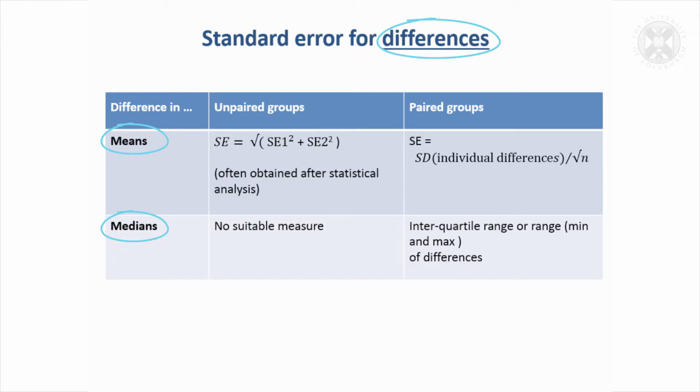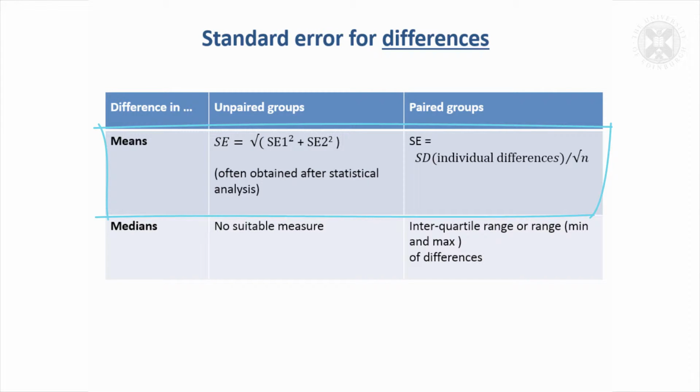And I haven't really said much about this because when you get to this stage, if you want to get either the standard error for a difference or the confidence interval for a difference, you'll probably be using a statistical package to do that. But I've just put the formulae up here, so if you want to, you can do it by hand.